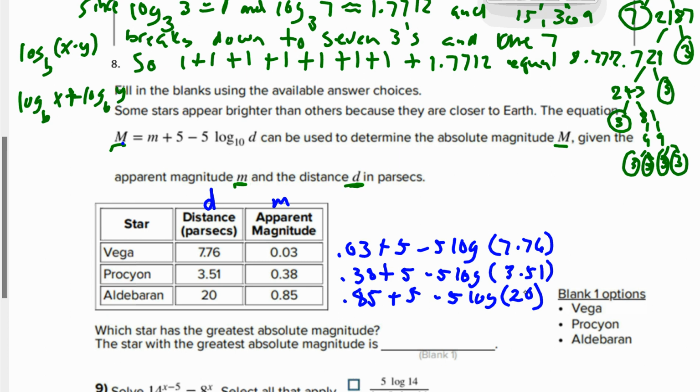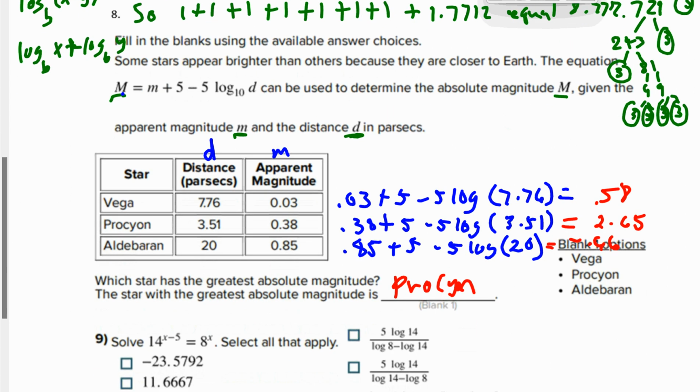I want to plug these in and see which one is the largest. Okay, so I calculated those. Vega is 0.58, Procyon is 2.65, and Aldebaran is negative 0.66. So the largest magnitude is Procyon. So that's just plugging numbers into a formula and taking the log. Make sure if it's just log base 10, that's just log on your calculator next to the 7 button.